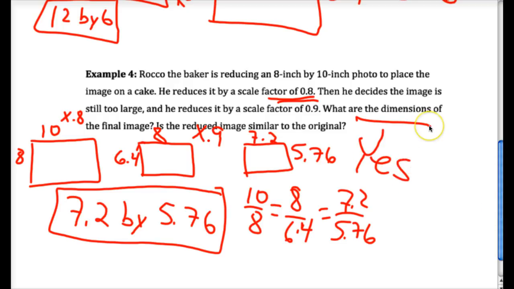Yes, they are similar. So it looks like you have two things to be doing for each problem. Finding the dimensions after making it bigger or smaller, given a scale factor, then decide if it's proportional. I think they're all going to be proportional. I can't think of an example where they're not.